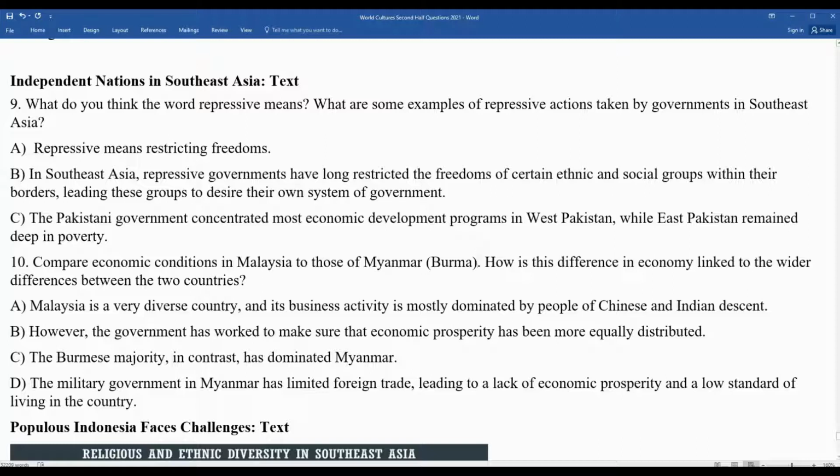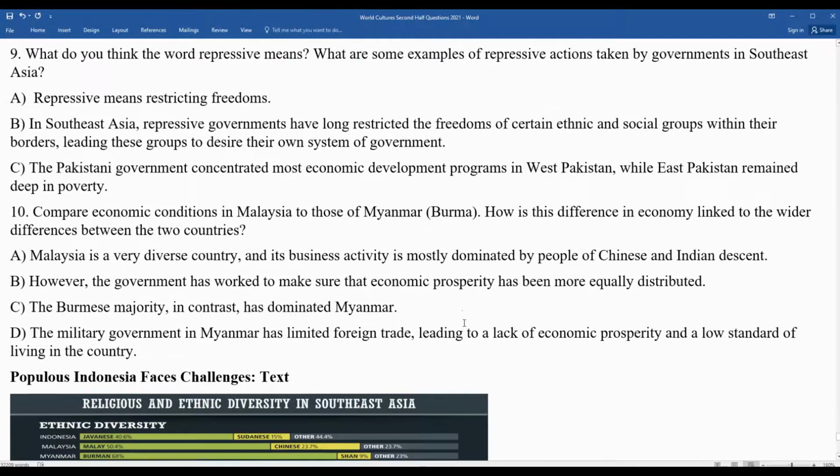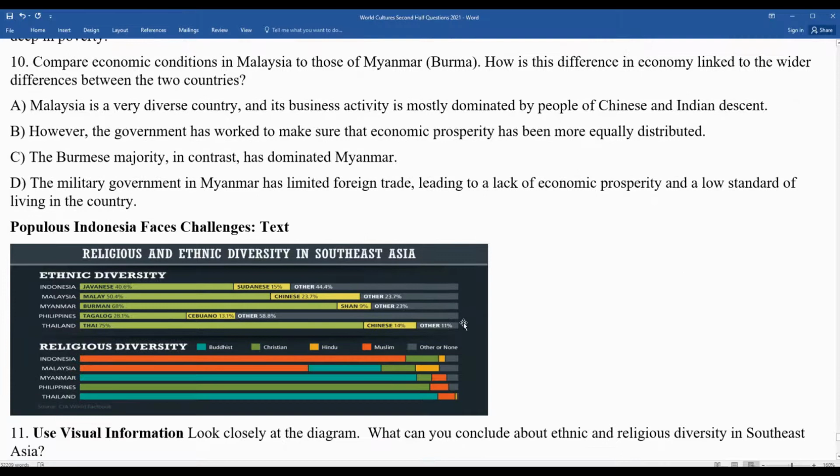Okay, let's look at a little visual here for number 11. Using visual information, look at the diagram there. What can you conclude about ethnic and religious diversity in Southeast Asia? So I'll give you a moment there to reflect on what you see.